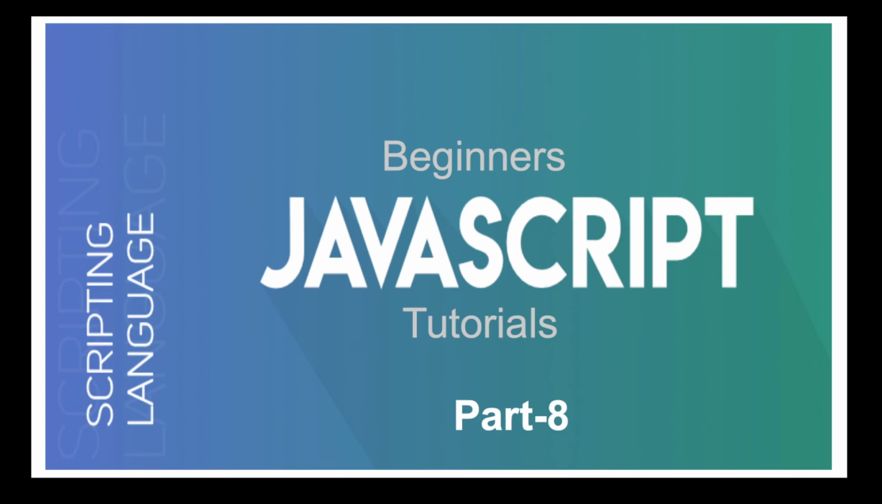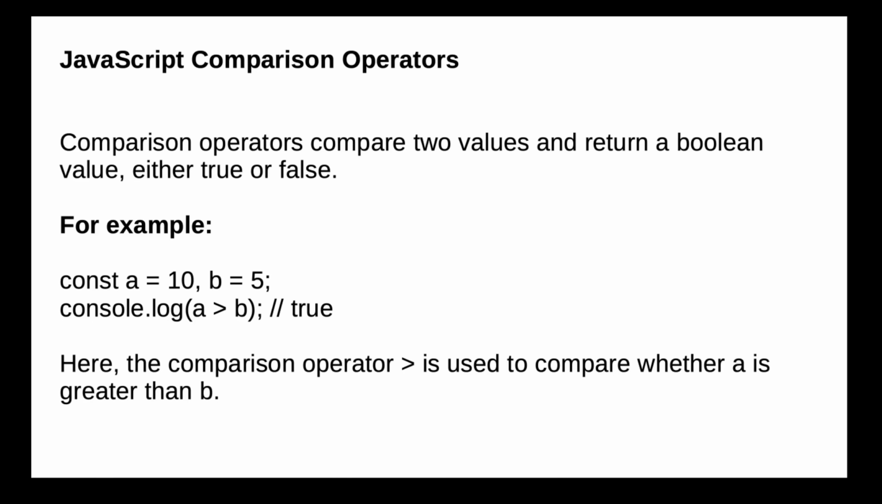So in this video we will discuss JavaScript comparison operators. Comparison operators compare two values and return a boolean value, either true or false. For example, here we take two variables a and b and check which one is greater, a greater than b. So it returns true. Here the comparison operator greater than is used to compare whether a is greater than b.